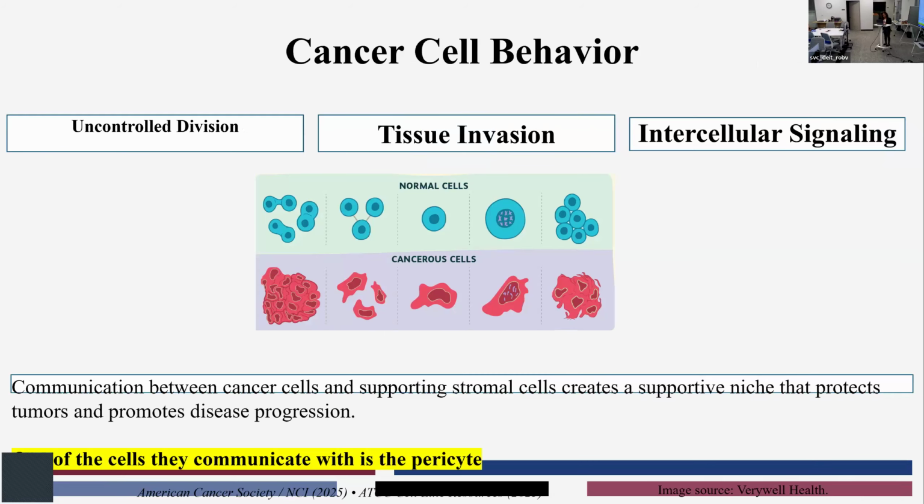This slide highlights the characteristics of cancer progression. First, the cancer cells are uncontrolled, meaning they continue dividing without responding to the normal signals. Second, cancer cells participate in intercellular signaling. They constantly send and receive signals with neighboring cells. These signals help the tumor survive.